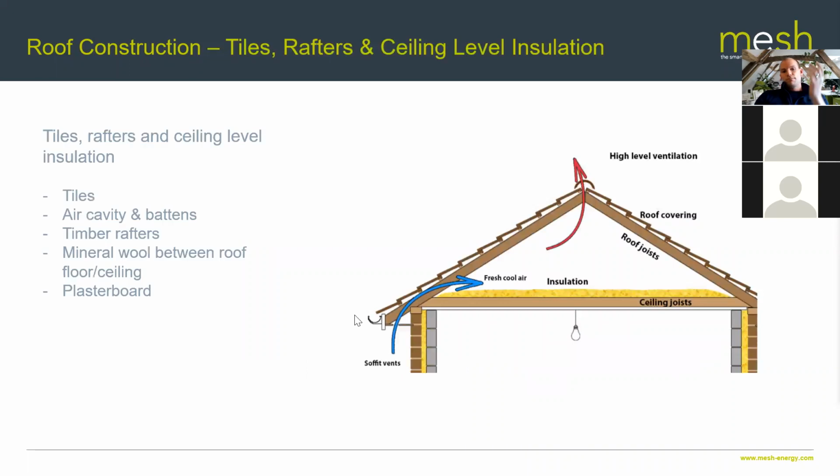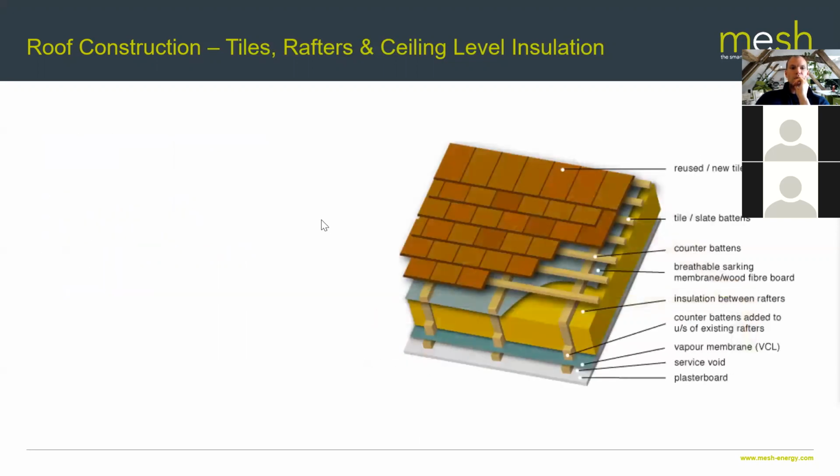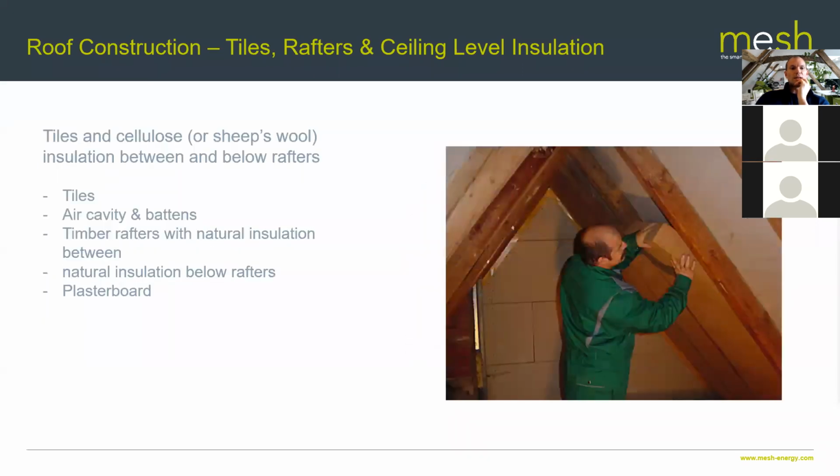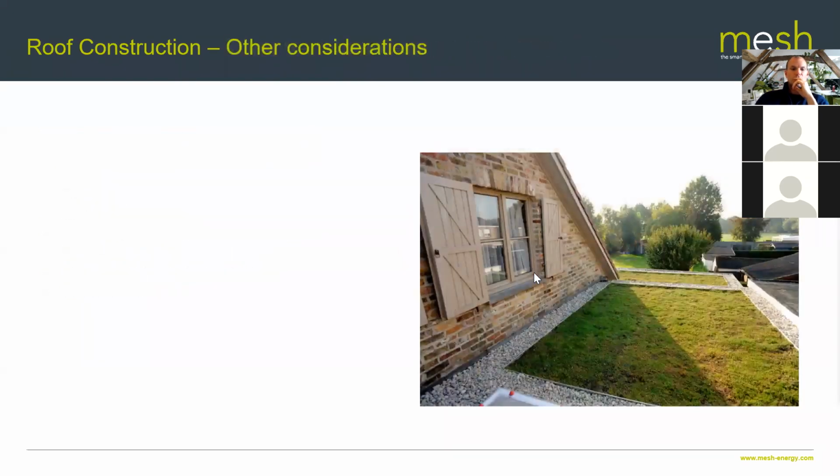So here's a pitch cold roof, nothing particularly fancy there. We've got all the makeup of the roof, which is pretty traditional. We've got the tiles and PIR insulation between and below the rafters, actually, to make sure that we meet these U values as we go through. And then we've got the same thing again, but with batts of natural insulation rather than PIR in there.